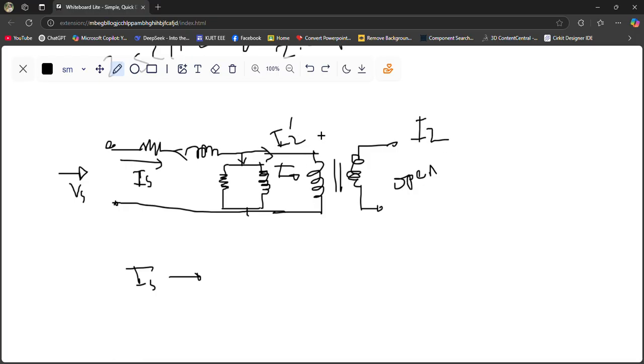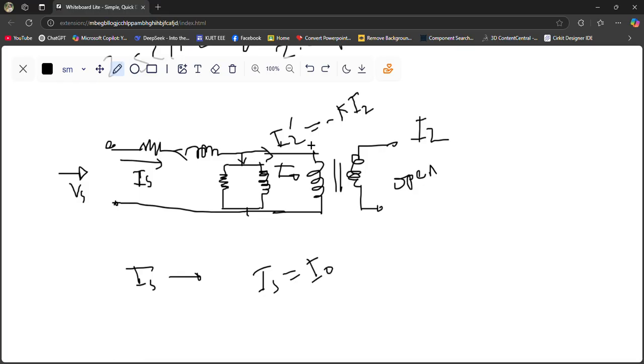If we want to eliminate this I2 prime current, we have to eliminate this I2, because this I2 prime is coming from I2 only. So I2 prime is equal to negative I2. So if we want to eliminate this I2 prime, we have to eliminate this I2, and for this reason we have to keep the secondary side open. So whatever current is taken from the input side, Is, will completely be I naught. So Is will be I naught completely, and this is our target.